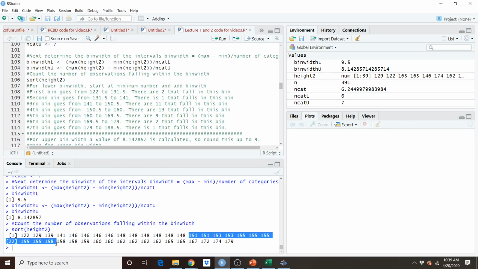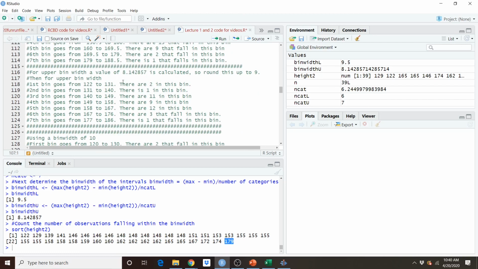8, 9, 10, 11, 12, 13 values. My fifth bin, 160 to 169.5, I have 9. Then 169.5 to 179, there are 2. And then at 179, there is 1.